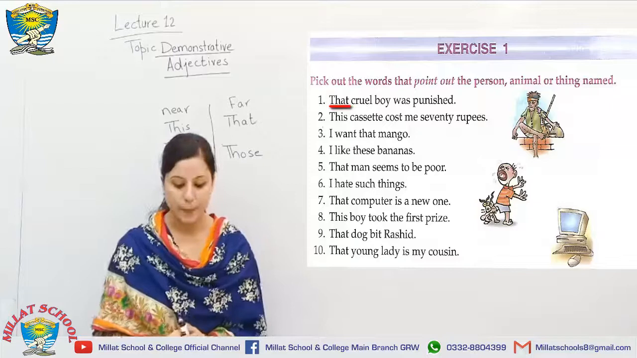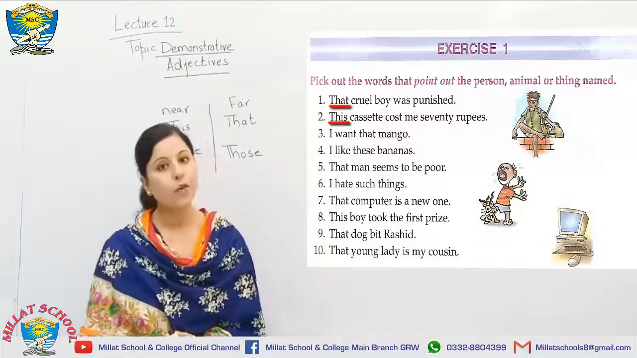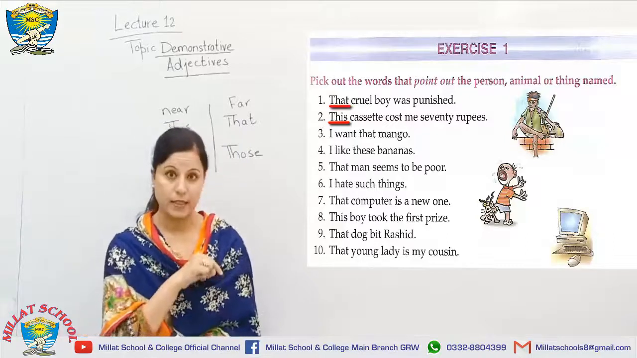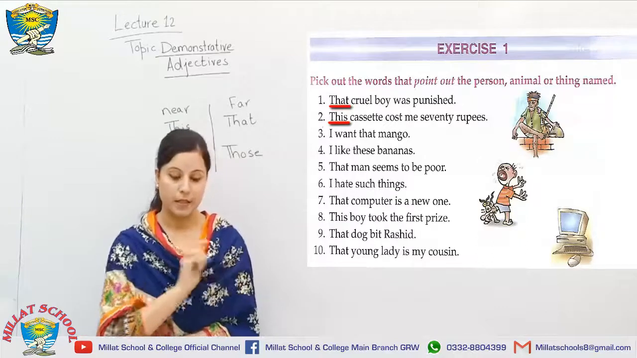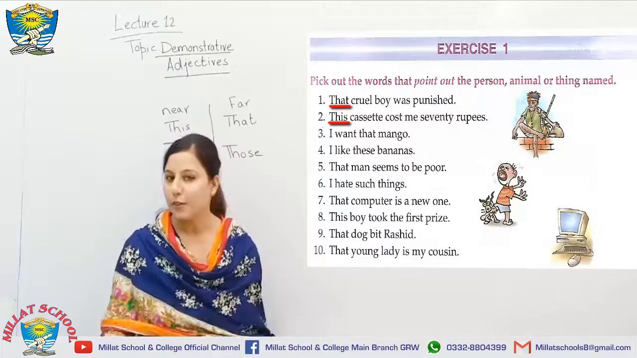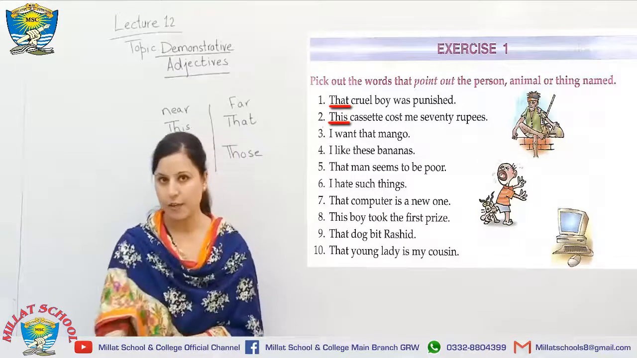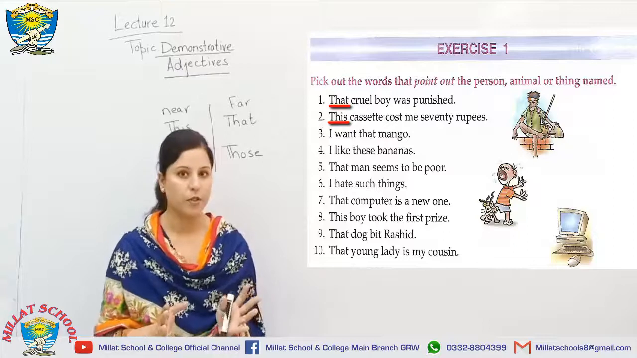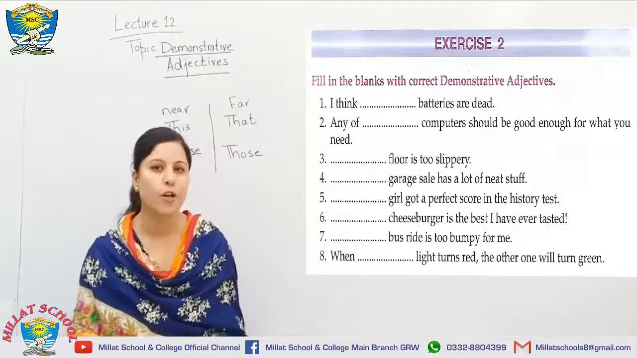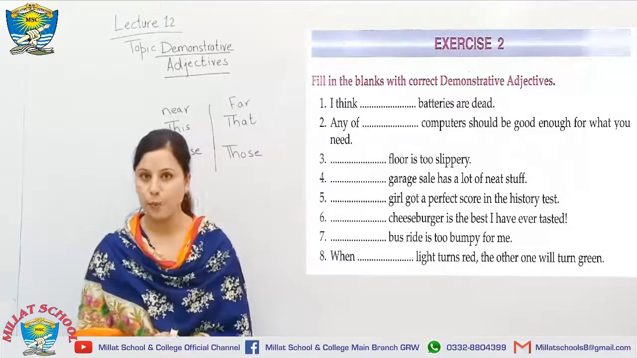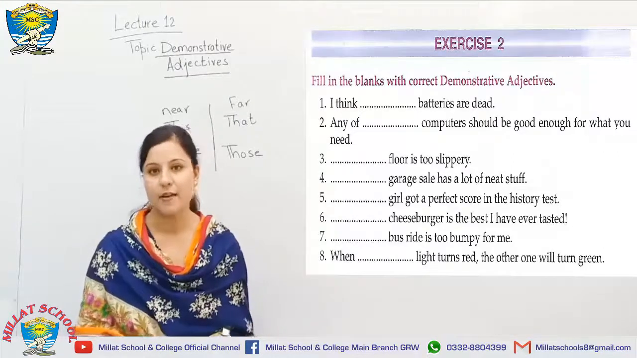Number 2 sentence. This cassette cost me 70 rupees. This cassette. This is near me. So this is going to be your demonstrative adjective again. In the same way, you will complete your next sentences, because now it is very clear to you all. Exercise number 2 tells us some more demonstrative adjectives, like number 1, I think dash batteries are dead.